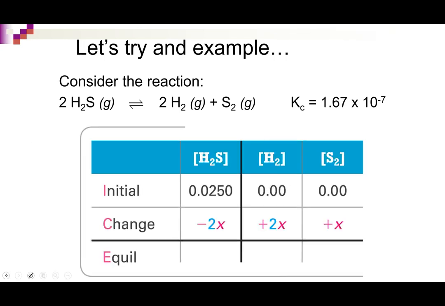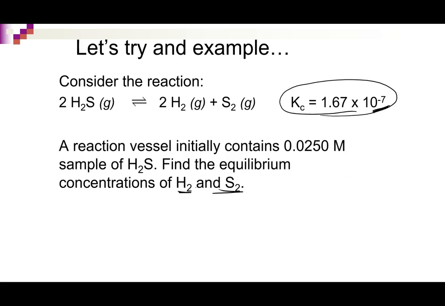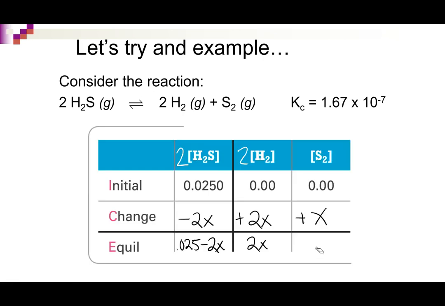So our problem wanted to know what is the equilibrium concentrations of our two products. So the equilibrium concentration for S is just the 2.96 times 10 to the negative fourth. And the equilibrium concentration for H is 2 times that value. So 2 times 2.96 times 10 to the negative 4. So equilibrium concentration for hydrogen is 5.92 times 10 to the negative 4. Okay.